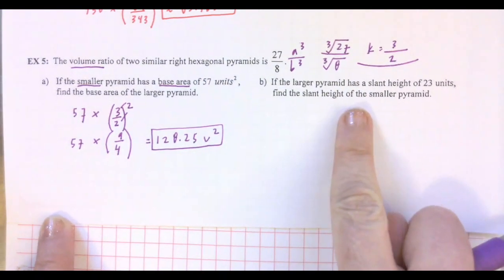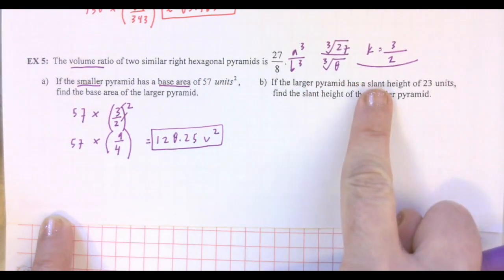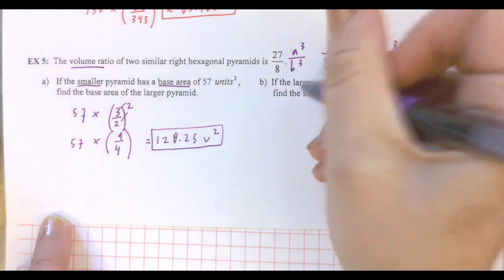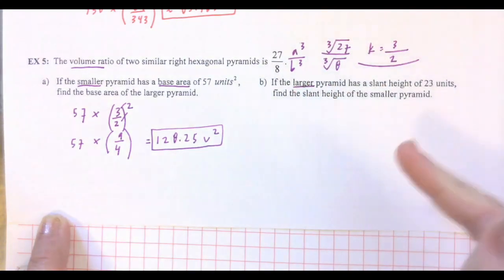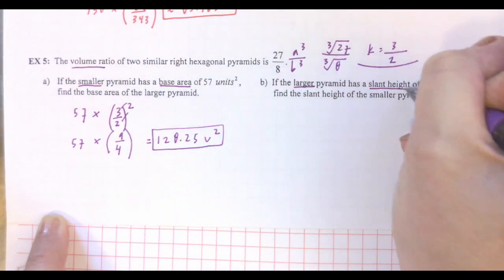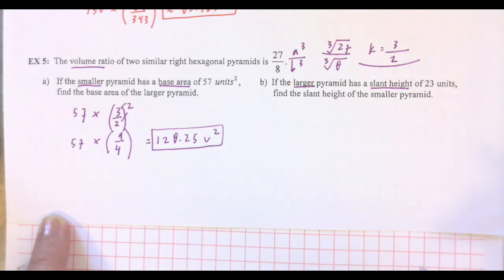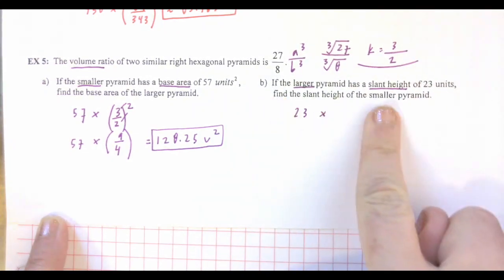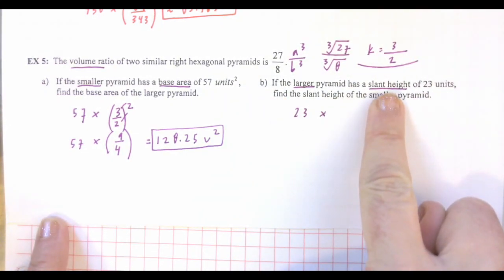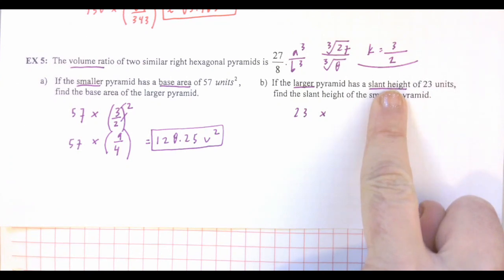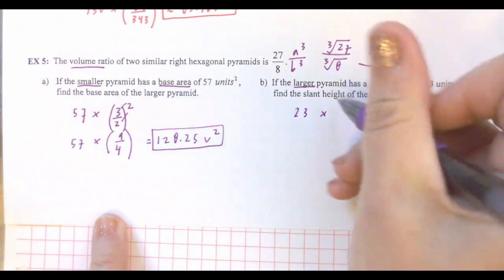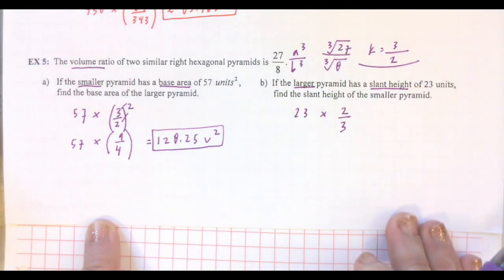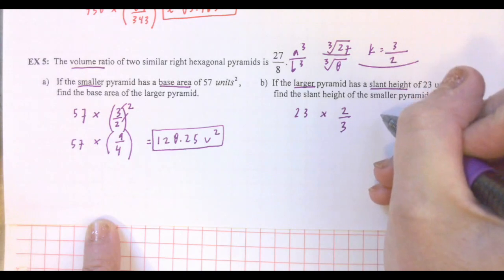Okay, last variation. If the larger pyramid has a slant height of 23 units, find the slant height of the smaller pyramid. So again, I'm starting large and I'm shrinking down to something small, but we're looking at slant height. So I start with that 23. I want to shrink it down, and I'm talking about slant height. So here that should be the same as my scale factor. So just looking at my ratio, that's going to shrink it down. So just the 2/3. All right, so that's going to give me 46/3.